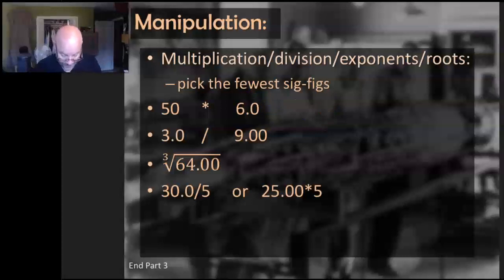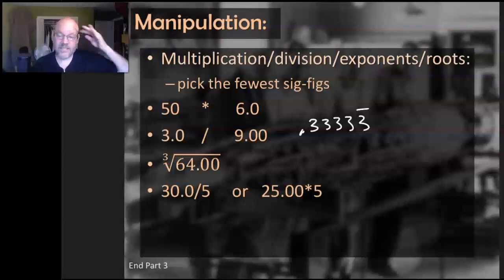I got 3 divided by 9, okay? So 3 divided by 9 is going to return 0.33333, repeating. Okay, so this is never going to end. So if this represented some kind of a measurement, maybe a concentration, maybe I've got 3 grams of salt in 9 liters of water, okay? Maybe something like that.